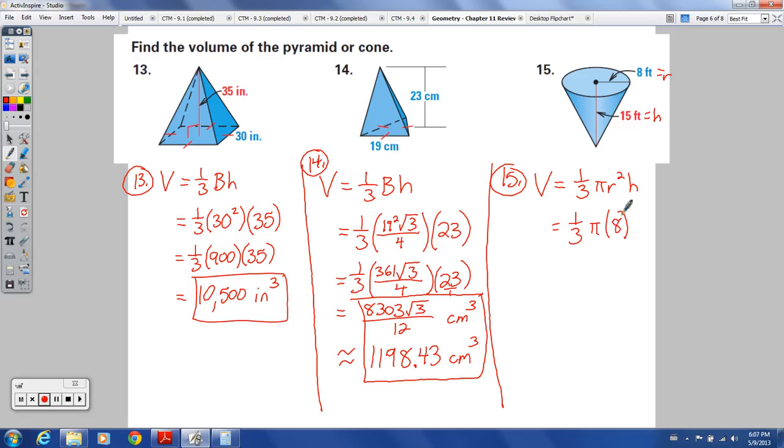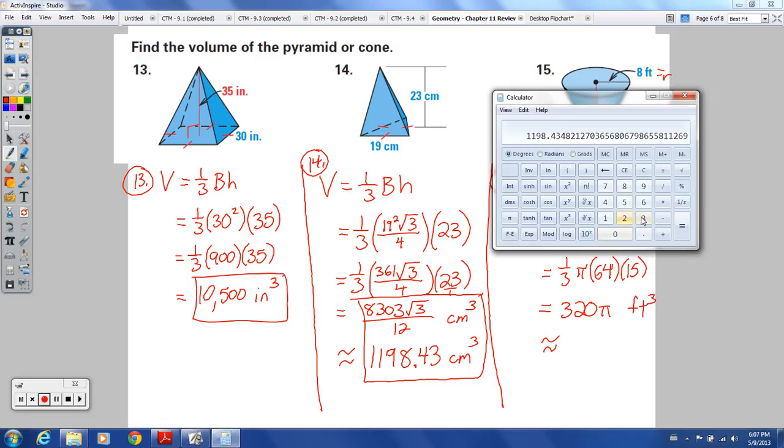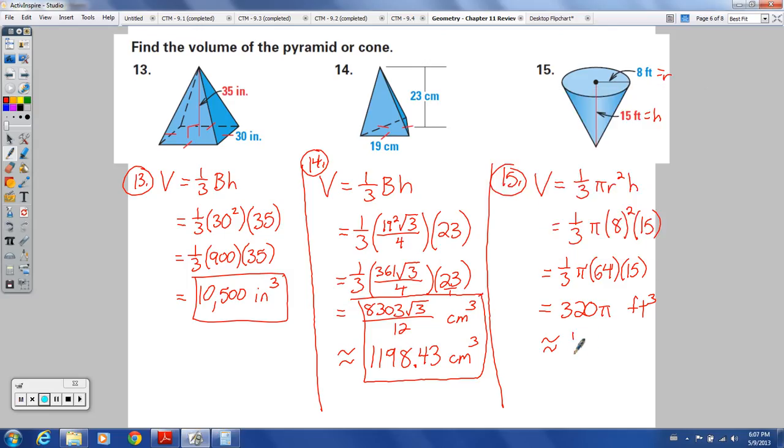That's 8 squared. Just plugging that in right there. And then 15. This would be 1/3 times pi times 64 times 15. I could do 1/3 of 15 first. That'd be 5. 5 times 64 would be 320. So I have 320 pi. And that would be an exact answer. This would be feet cubed. And 320 times pi gives me 1005.31 approximately.